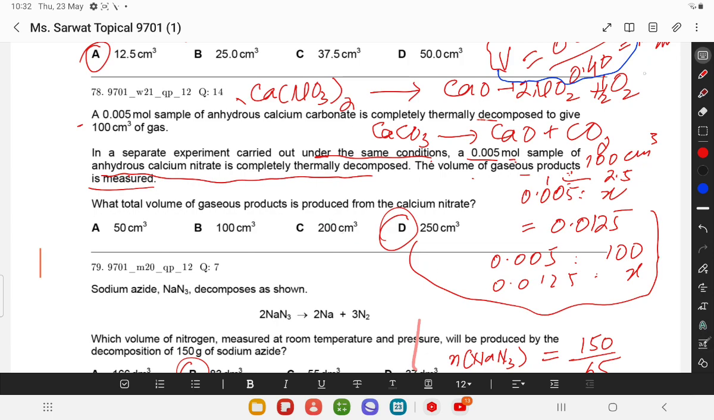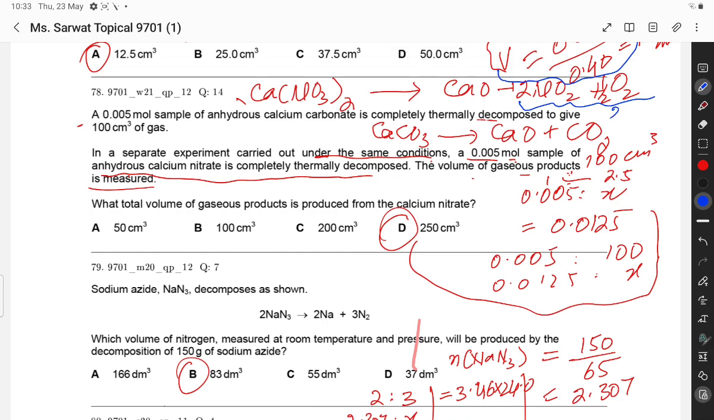So we know that 1 mole of calcium nitrate gives 2.5 moles of nitrogen dioxide and oxygen. Total moles are 2.5 moles. And what would be the moles of these gases when a 0.005 mole sample of calcium nitrate is thermally decomposed? So we get 0.0125 as the total moles of gases, NO2 plus oxygen.